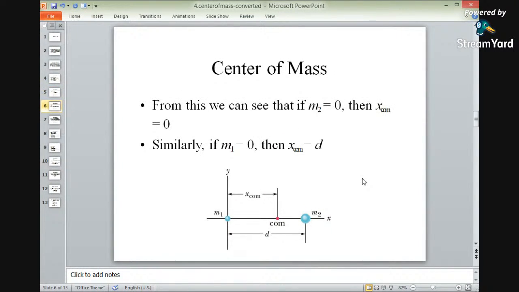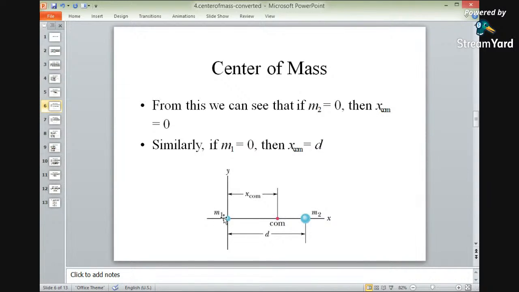Now, again, there are different cases for this. Now from this, we can see that if m2 is 0, if this second mass is not available, then what will be the value of x combined? It will be 0, because we are calculating along this, and m1 is along the x and y axis starting point. That means m1 is already at 0, and m2 is not present. If m2 is not present, that means the combined distance along the x-axis will be 0. So therefore this will be 0.